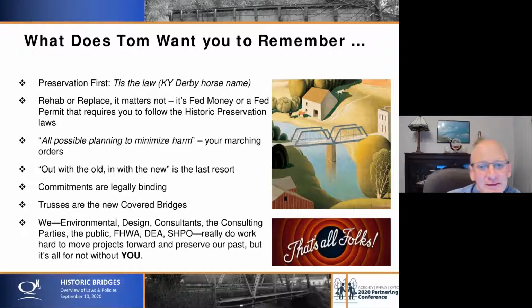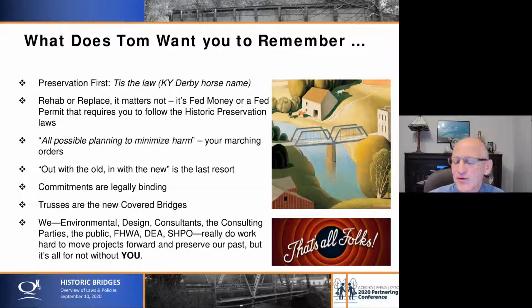Rehab or replace, my engineering friends, it matters not. It's federal funds or a federal permit that requires you to follow the historic preservation laws. All possible planning to minimize harm is your marching orders. That is what we are to do.